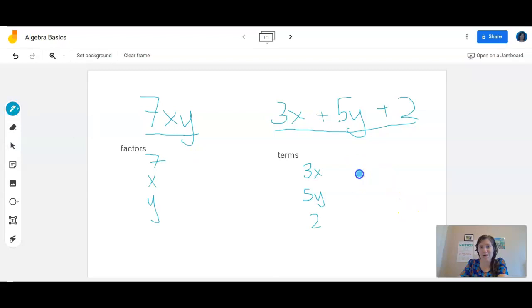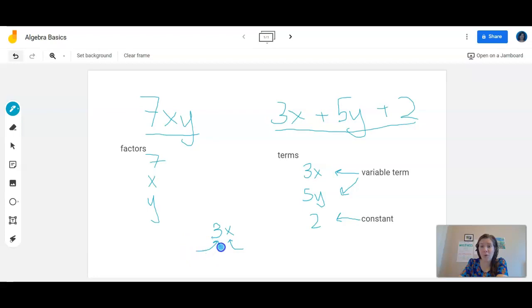In terms, we have variable terms, which have a variable in them, and we have constant terms, which are just values, like 2, 5, 7. It's a known value.